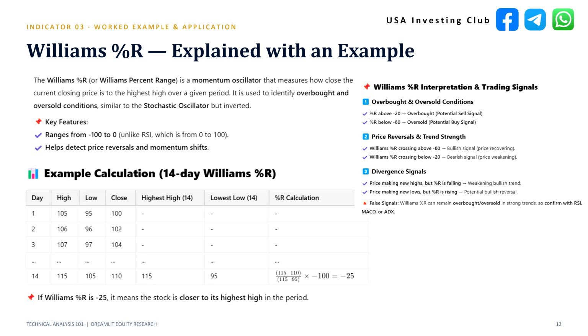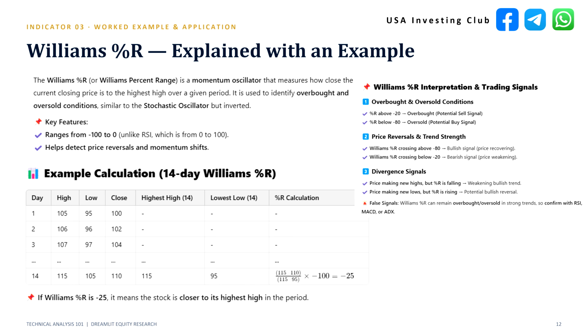Let's hand calculate a 14-day Williams percent R. Track a stock's daily high, low, and close. By day 14, the 14-day highest high is 115, the 14-day lowest low is 95, and today's close is 110. Percent R equals the quantity 115 minus 110 divided by the quantity 115 minus 95 times negative 100. That's 5 divided by 20 times negative 100, which comes out to negative 25.